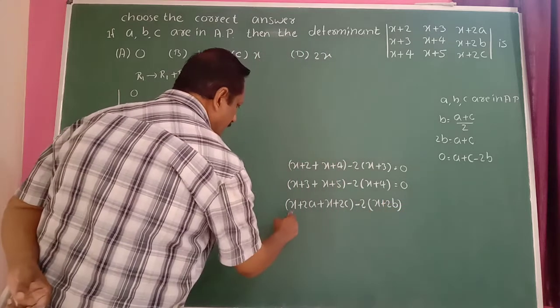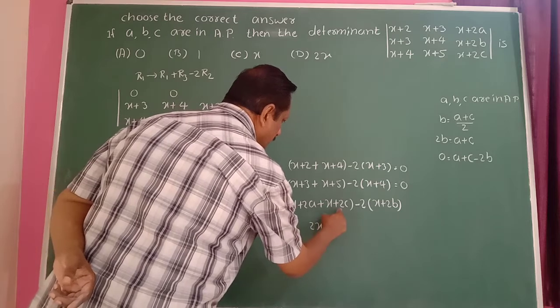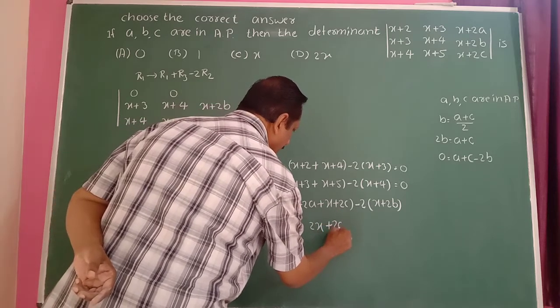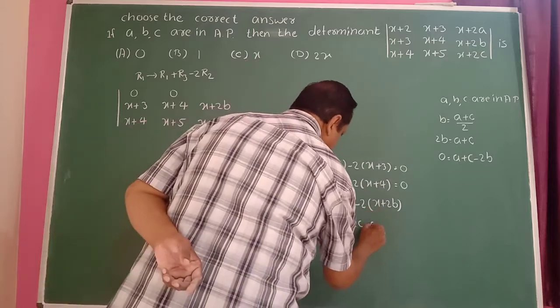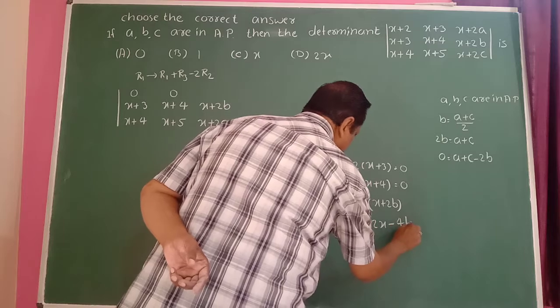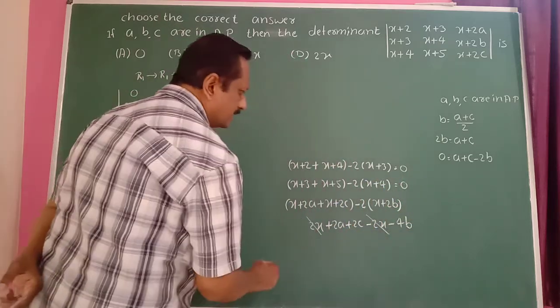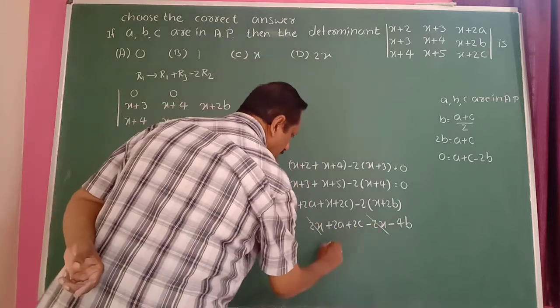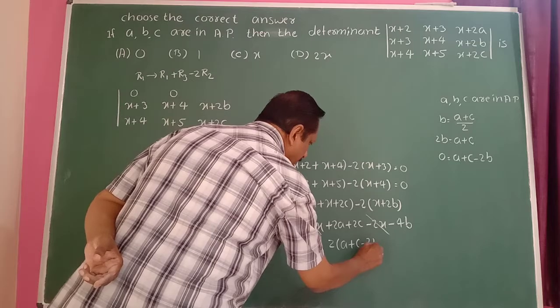Okay. Therefore x plus x becomes 2x. 2a plus 2c. Then the minus of 2x here, minus of 4b. 2x and minus 2x cancel here. 2 is a common factor here: a plus c minus 2b.